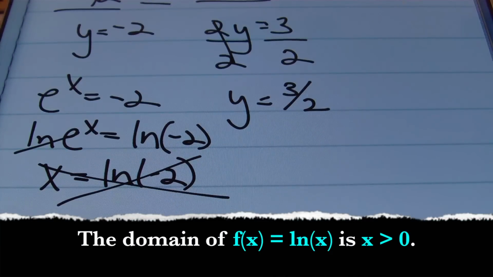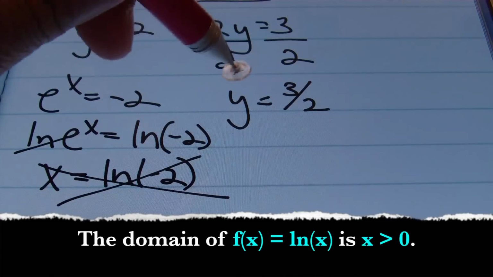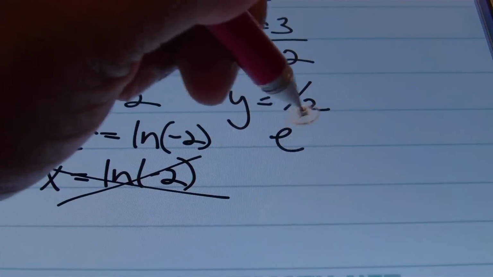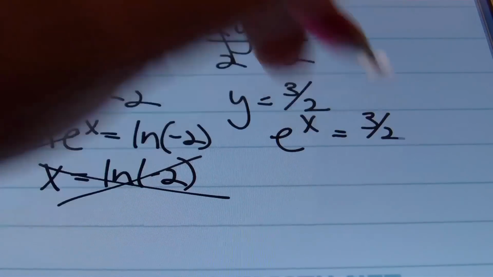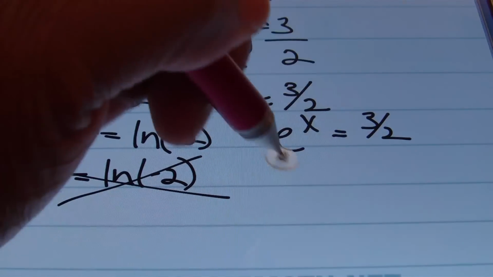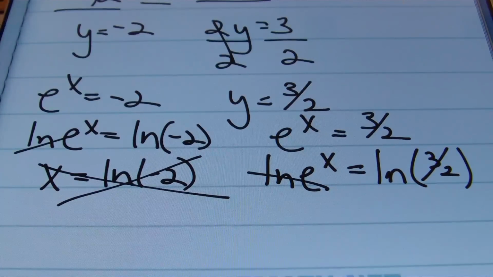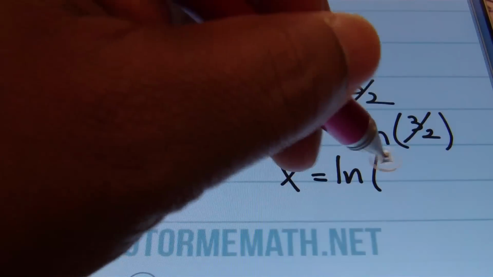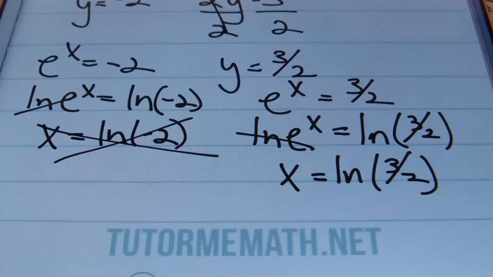We can't use that. On the other equation, however, where we have y equals 3 halves, we'll go ahead and show that we have e to the x equals 3 halves. Then taking the natural log of both sides of the equal sign, we'll have the natural log of e to the x equals the natural log of 3 halves. So my natural log and the e will cancel out to give me a value of x that equals the natural log of 3 halves. Now, as far as the domain of the natural log is concerned, this is valid. You can have the natural log of a positive value, which is 3 halves, so that's okay.